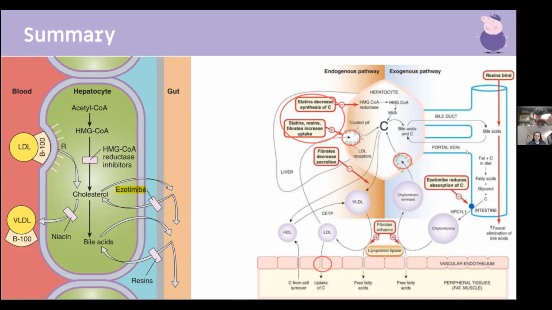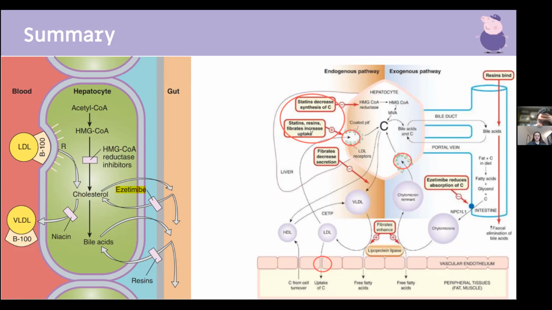This is a bit more intimidating, but it's showing you the same thing. Resins bind bile acids, so they're all fecally eliminated and not recycled into cholesterol. Ezetimibe reduces the absorption of cholesterol, and it works with exogenous cholesterol and endogenous cholesterol as well. Fibrates enhance lipoprotein lipases that lead to more formation of free fatty acids and less VLDL and LDL circulating in the systemic circulation, which leads to buildup of plaque in endothelium cells. Fibrates also decrease secretion of VLDL, which is their primary mechanism as well.